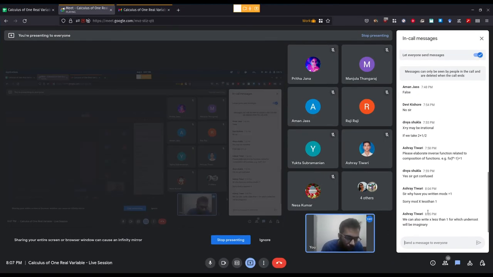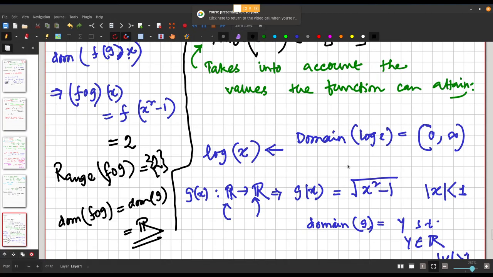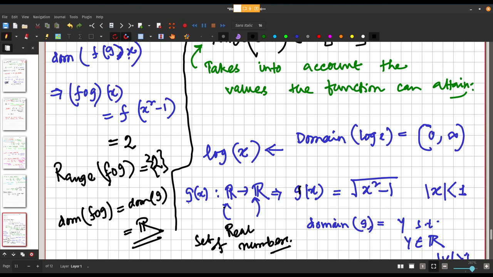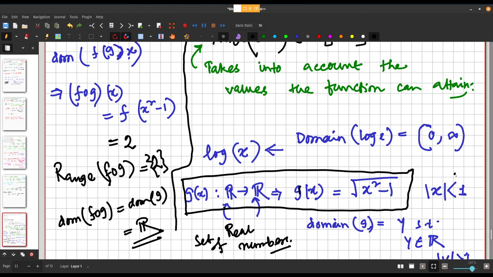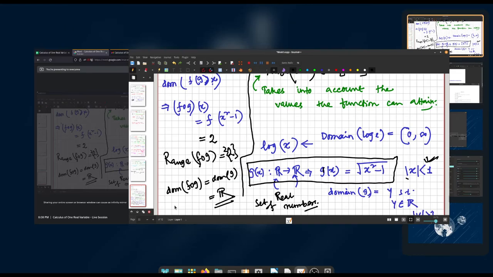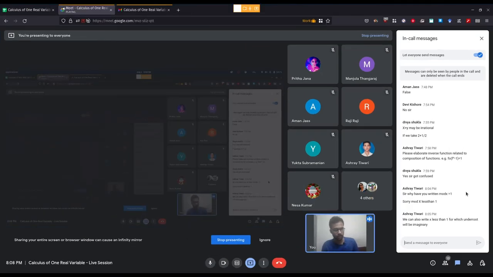There is one question. Ashray has asked why I have written mod x less than 1, and whether we can also write x less than 1, for which it will be imaginary. Yeah, actually you are right. Then the value of this g(x) function will be imaginary. But I have said that the function is mapped from the set of real numbers to real numbers, and imaginary numbers are not a part of the real numbers, right? So when the function is defined like this, this is the whole definition, then the domain will not contain this range of numbers.